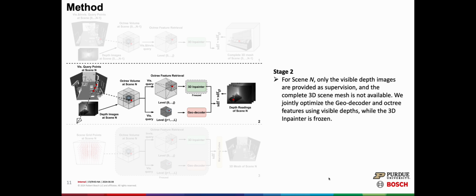At stage 2, as the depth measurements are available in the testing scene, we sample points along the camera rays and calculate their signed distances. We use these samples as supervision to optimize GeoDecoder with fine-level features for visible geometries. We also optimize coarse-level features through the frozen 3D Implanter, which is used to infer the occluded geometries.